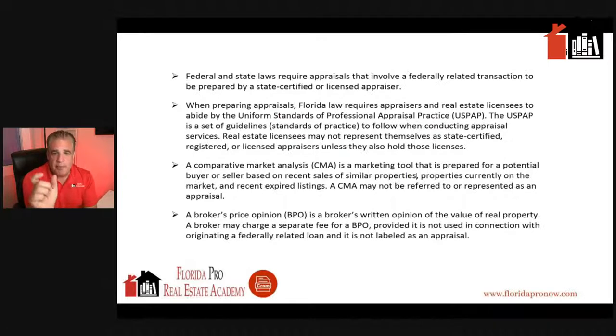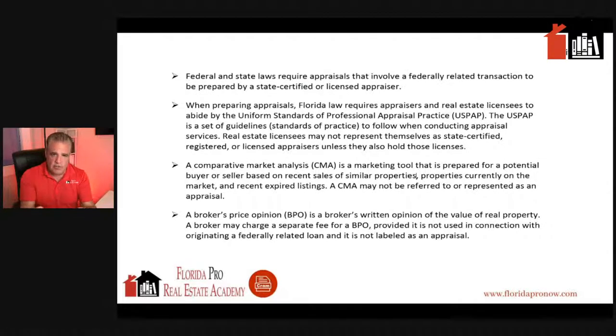Uniform Standards of Professional Appraisal Practice. They're going to go in on the state exam, potentially, and change up some of those words. And they're going to say, what does USPAP stand for? And if you do not know, it stands for Uniform Standards of Professional Appraisal Practice. They might put program, they might put player, whatever the case may be, you will get that one wrong. But if you know it, it's going to be an easy one for you to get right. Okay, so make sure you understand that.